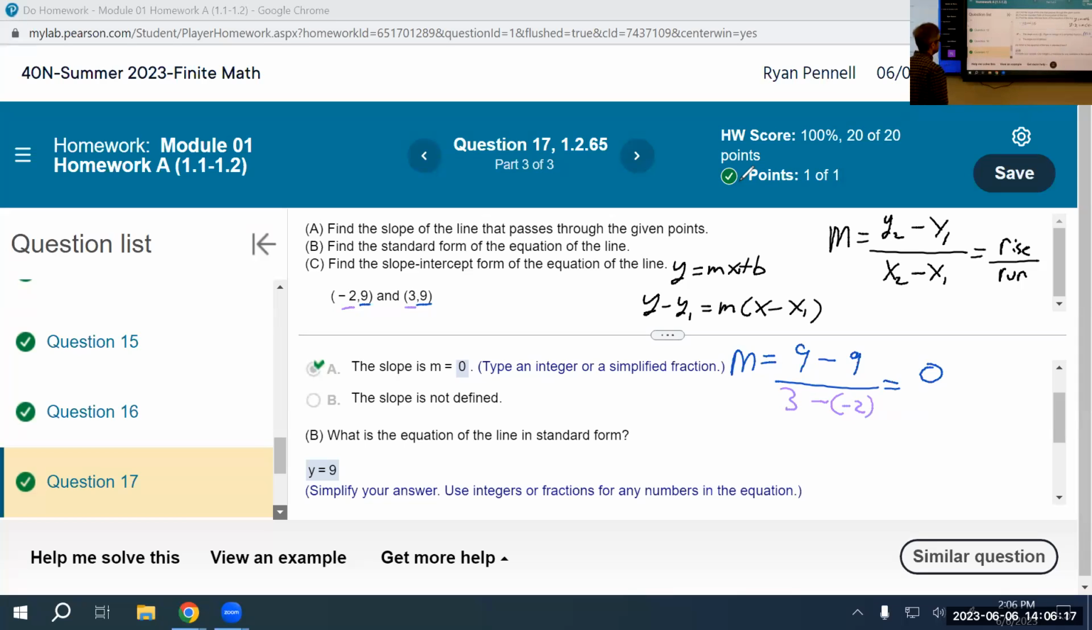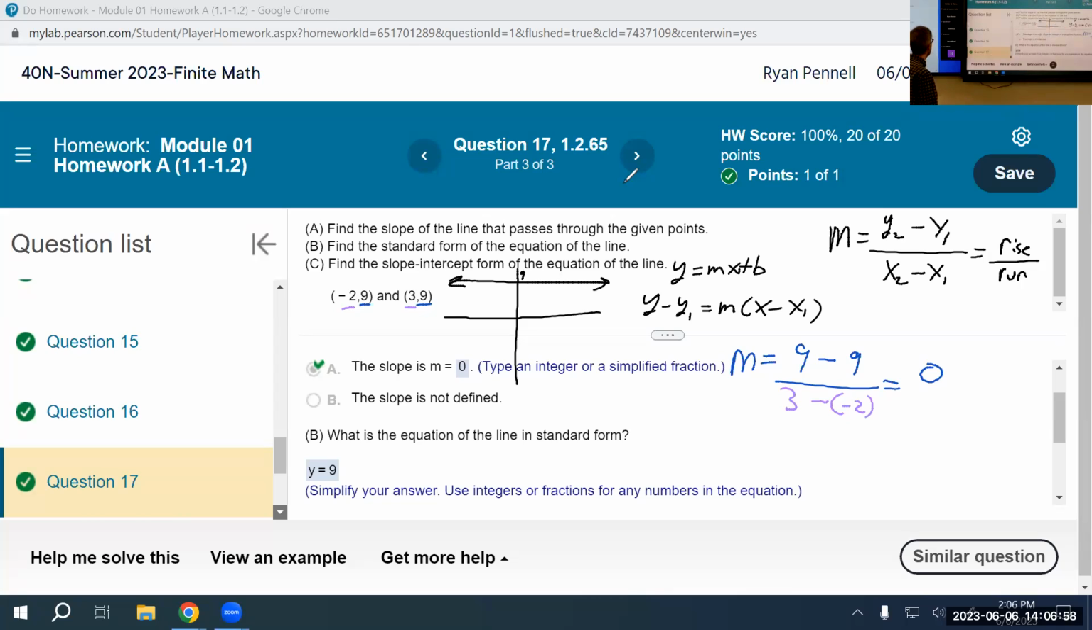Why do you get 0? Well, you get 0 because 9 minus 9 is 0. The reason why we got 0 is because the y's are the same. And if this is a straight line, that means the y's are always the same. So if I graphed it, it's going to look something like just a horizontal line, where y is always 9. That's what happens when you have slope of 0. It's just a horizontal line.